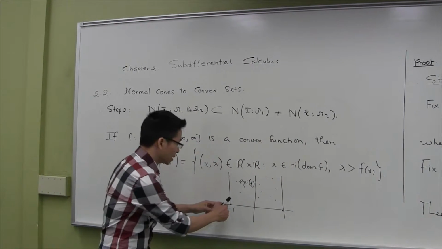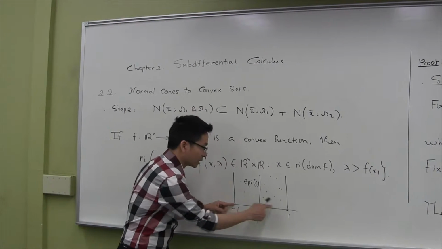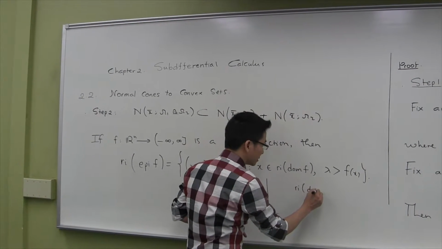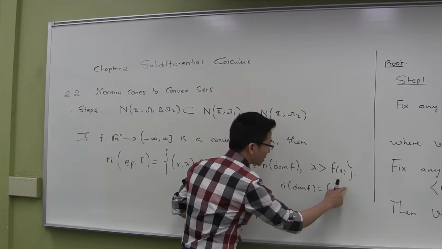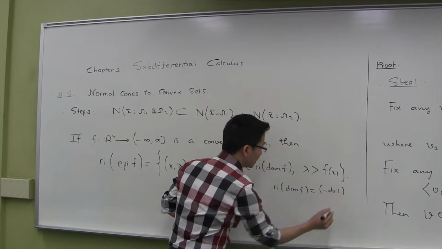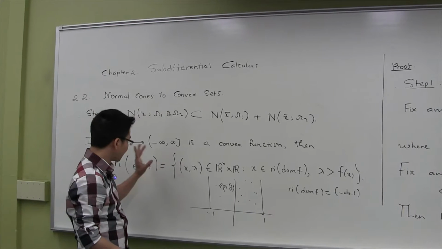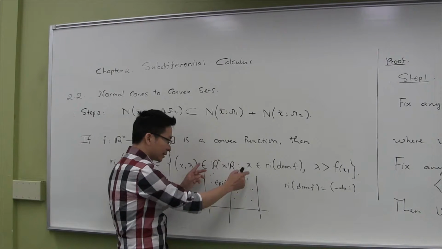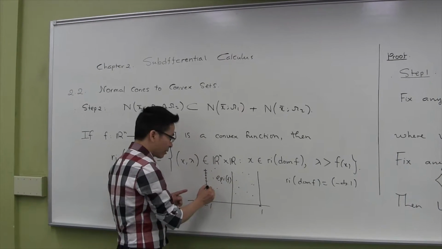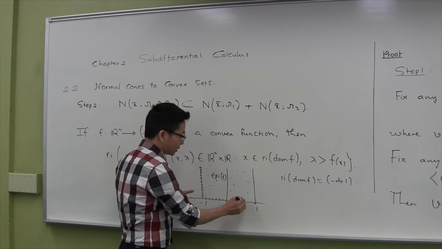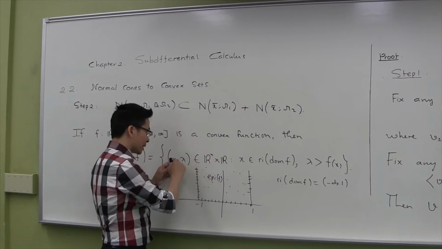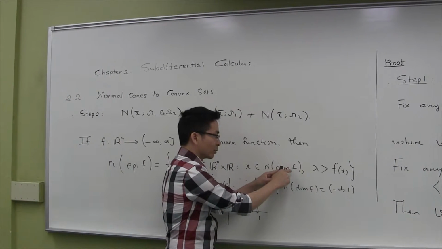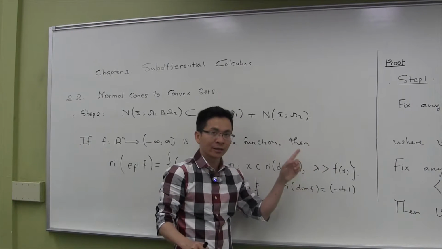Then we have the following. Here, the domain of the function is the closed interval [-1, 1], so the relative interior of the domain of the function is the open interval (-1, 1). If we apply this result, we see that the relative interior of the epigraph of the function is everything here except the boundary. So it can be represented as all (x, lambda) in Rn times R so that x is in the relative interior of the domain of f and lambda is strictly greater than f of x.